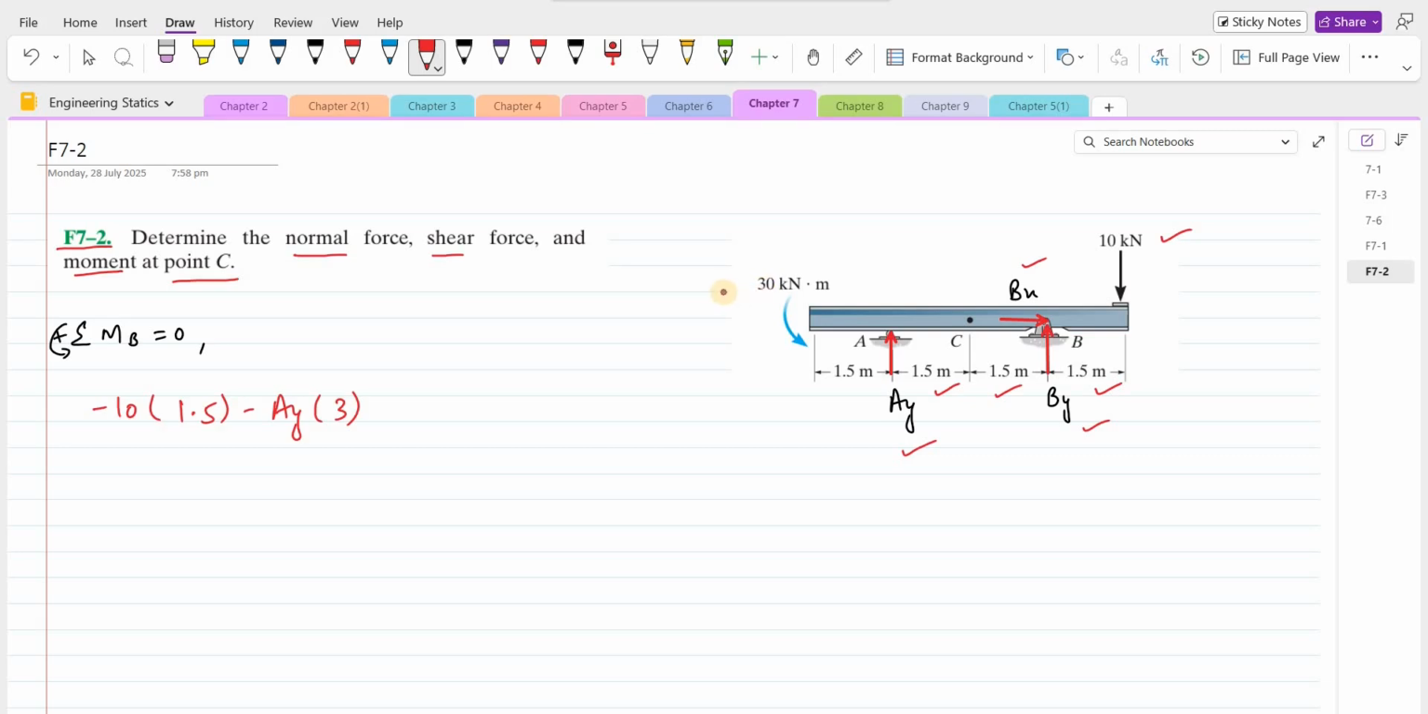And we also have to consider this external moment, and since it's counterclockwise, we would take it as positive. So we have positive 30 equals to 0. Upon simplification, Ay comes out to be 5 kilonewtons.